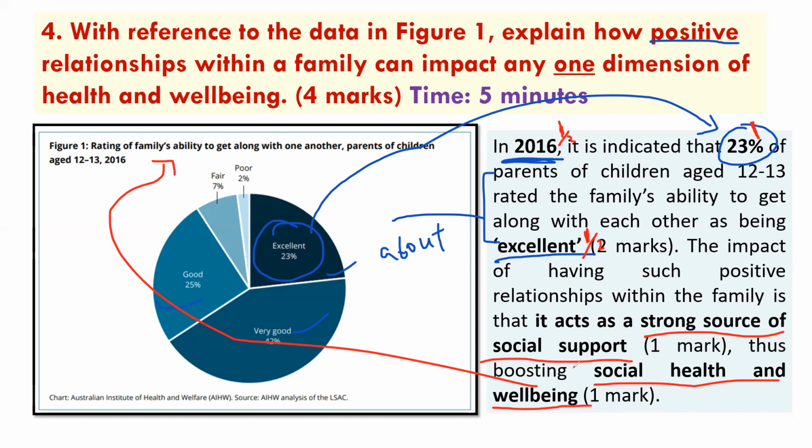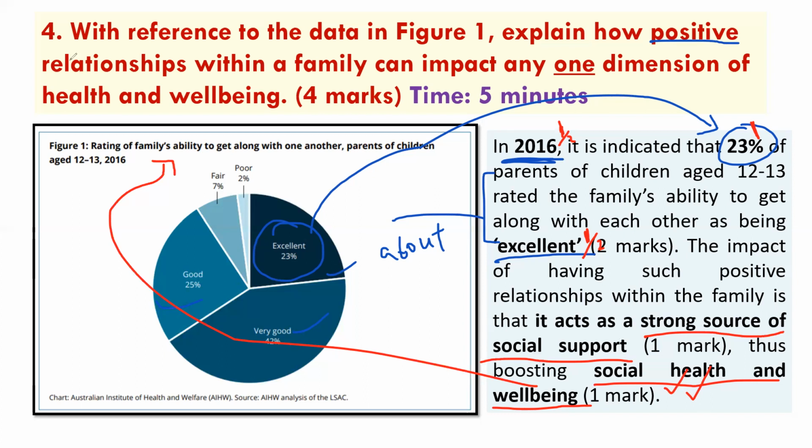You could even talk about increased interactions, positive relationships. You could talk about a better ability to communicate and negotiate with one another. All of those things are examples of good social skills, which will boost our social health and well-being. So yeah, just a matter of linking to the data and then giving the explanation accordingly.